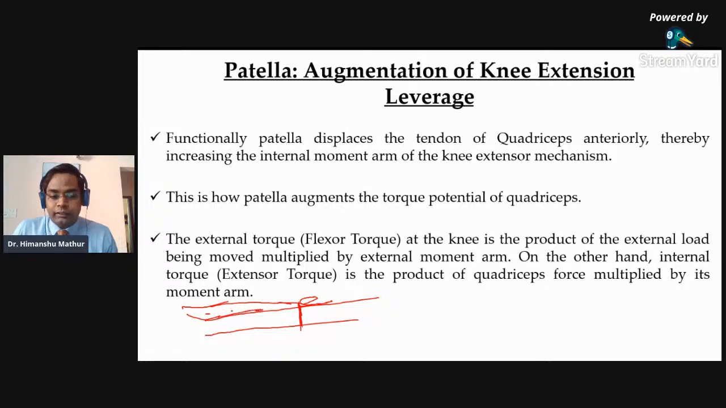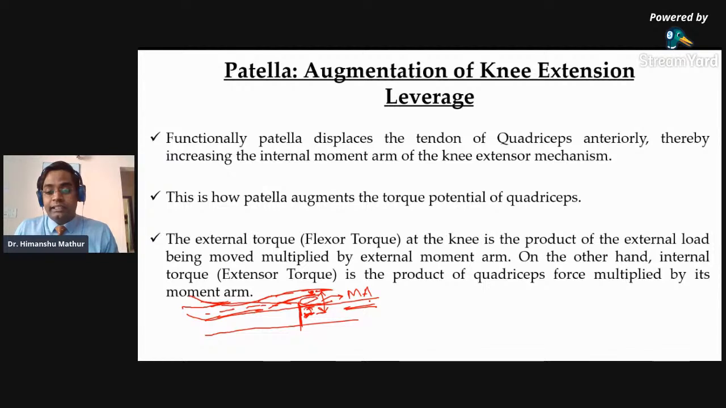If we didn't have the patella, here is the axis of rotation for the knee joint, so the moment arm would have been pretty much less. But we have the patella, and the quadriceps is going above the patella, so it is causing some distance. So now if the axis of rotation is this, we have a certain amount of moment.